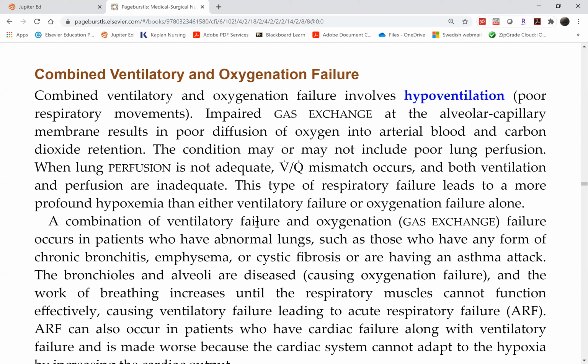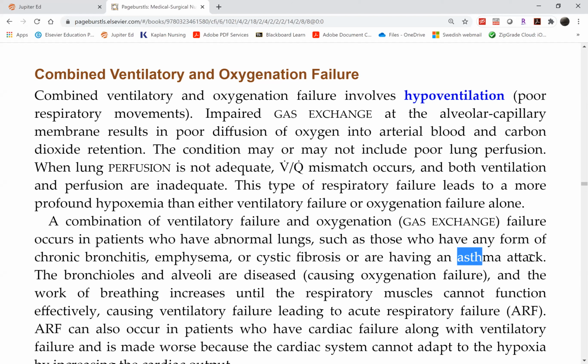So in this particular instance, COPD falls under both. It's combined. They have ventilatory and oxygenation failure. Another is cystic fibrosis, because in cystic fibrosis you have mucus not only in the GI tract but also in the airway. So the mucus is now so thick in the main bronchi all the way to the alveoli. So those two conditions fall under it.